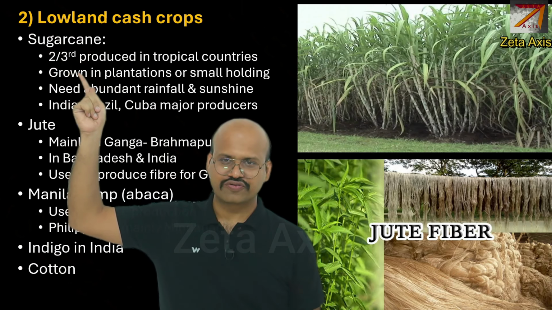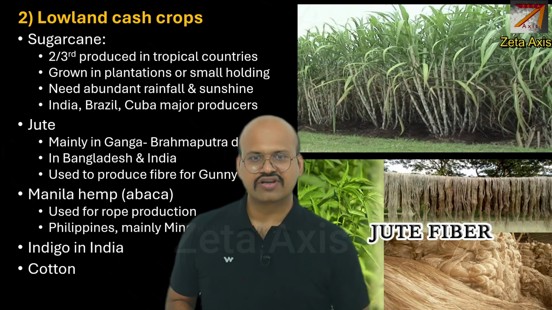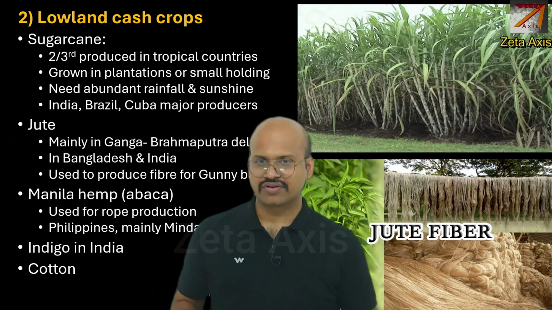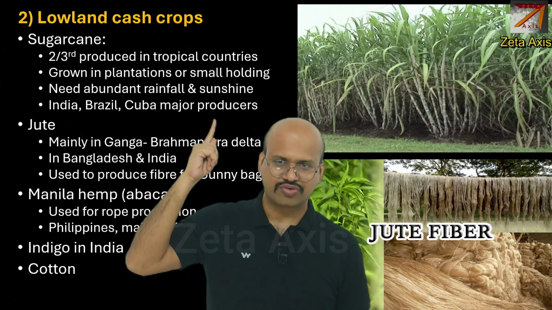Two-thirds of the produce of sugarcane comes from tropical countries. So in the tropical countries, sugarcane is grown in abundant amount. It needs abundant rainfall and sunshine. India, Brazil, Cuba are the major producers.